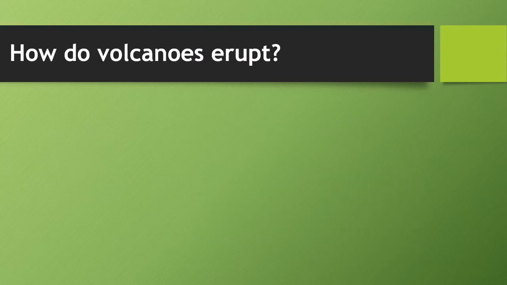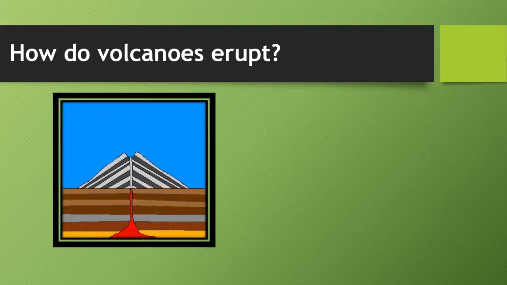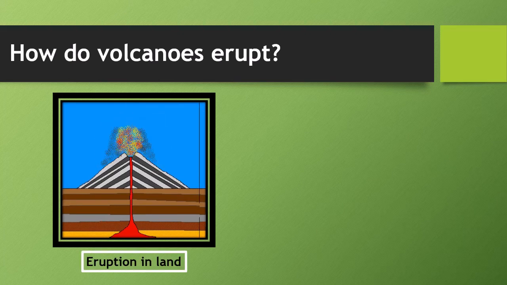Now, how do volcanoes erupt? I want you to look at this particular illustration. This is an eruption that occurs inland. Volcanoes erupt when molten rock called magma rises to the surface. Magma is formed when the Earth's mantle melts. Melting may happen where tectonic plates are pulling apart or when one plate is pushed down another.